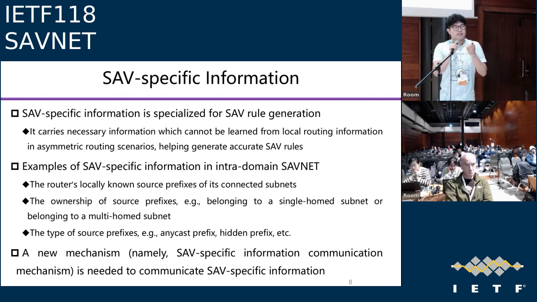So what is the SAV-specific information? It is specialized for SAV rule generation. It can carry necessary information which cannot be learned from local routing information, especially in asymmetric routing scenarios. So it can help generate accurate SAV rules. For example, the SAV-specific information can contain the router's locally known source prefixes of its connected subnets, or the ownership or type of a source prefix, such as whether the source prefix belongs to a single-homed subnet or a multi-homed subnet.